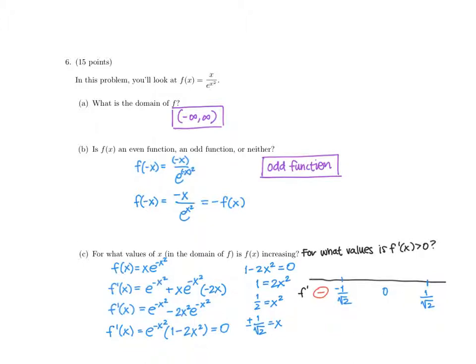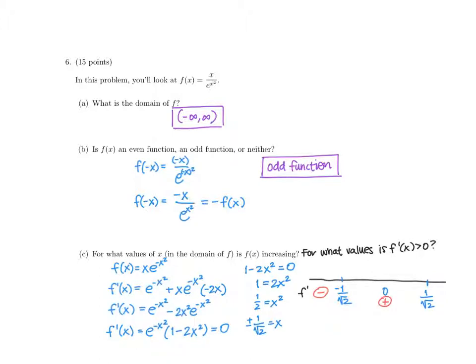How about in between negative 1 over root 2 and positive 1 over root 2? Like say we're at 0. Well, again, e to the 0 will be positive. 1 minus 2 times 0, well, that's just going to be 1. So we have positive times positive, so it will be positive there.